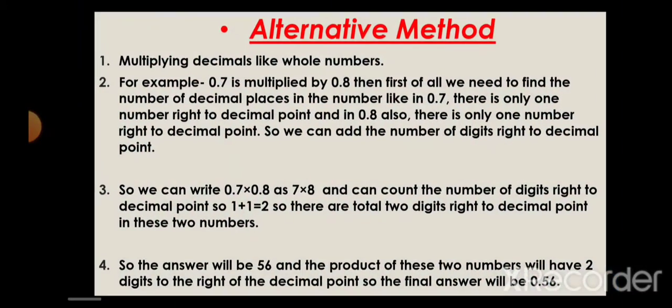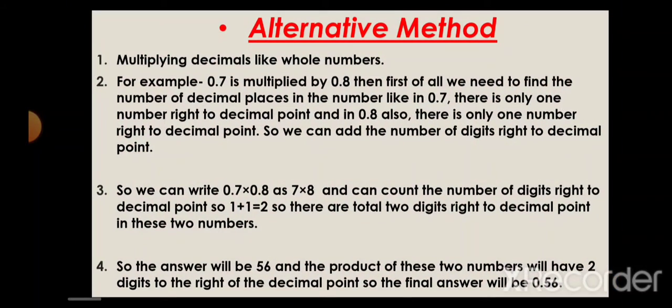Now I will move to the alternative method. First of all, I will talk about what the alternative method is. The alternative method is basically multiplying decimals like whole numbers. So what are whole numbers? Whole numbers are numbers like 0, 1, 2, 3 and so on. We can choose any of them.